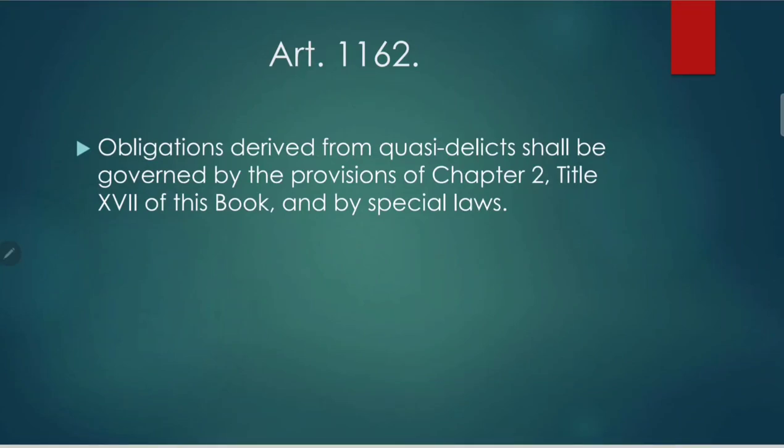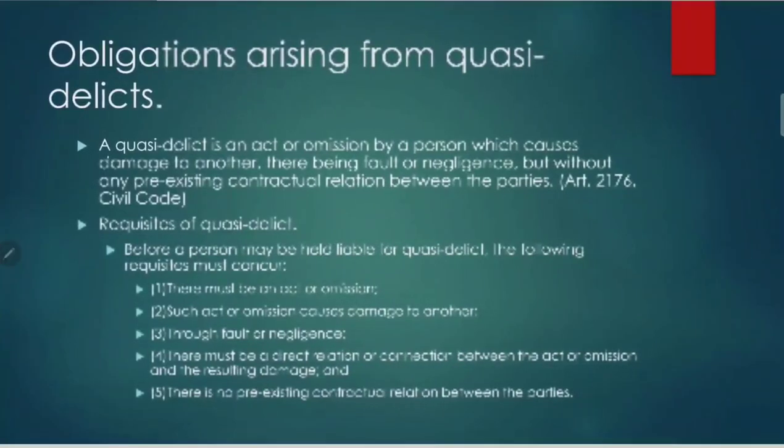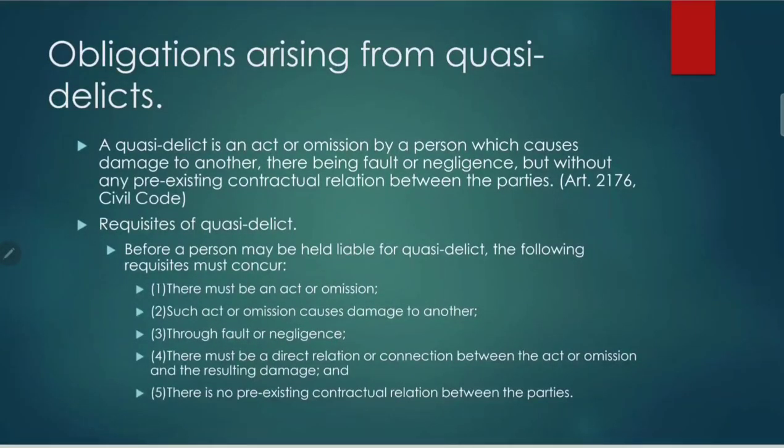So, Article 1162, obligations derived from quasi-delicts. Last source, fifth source of obligation shall be governed by the provisions of Chapter 2, Title 17 of this book and by special laws. When we say quasi-delicts, again, the term quasi, take note. A quasi-delict is an act or omission by a person which causes damage to another. So, unang element, causes damage to another.